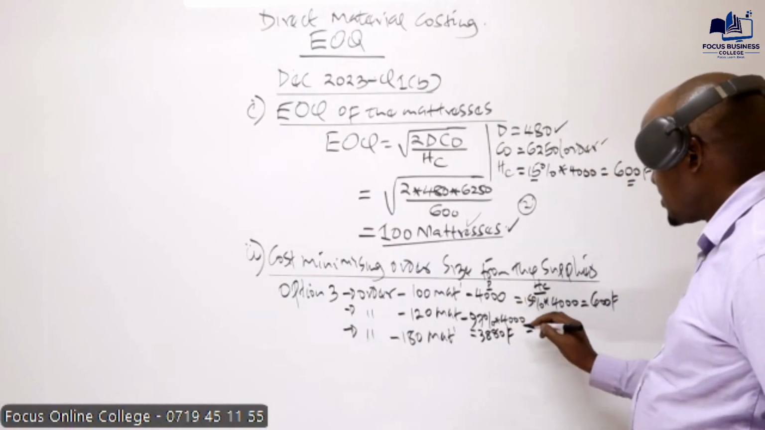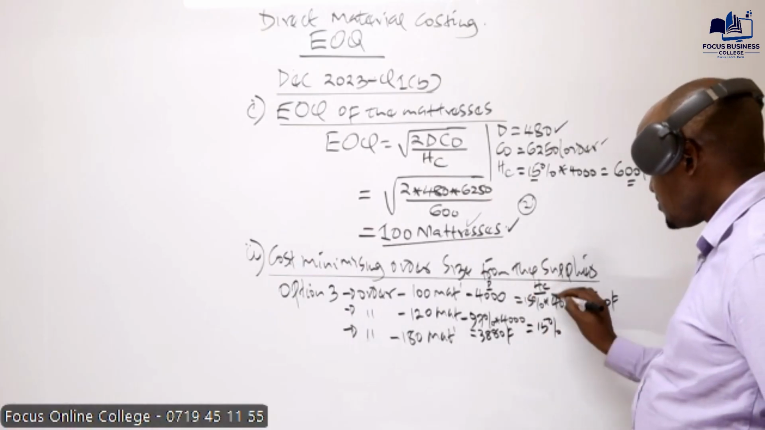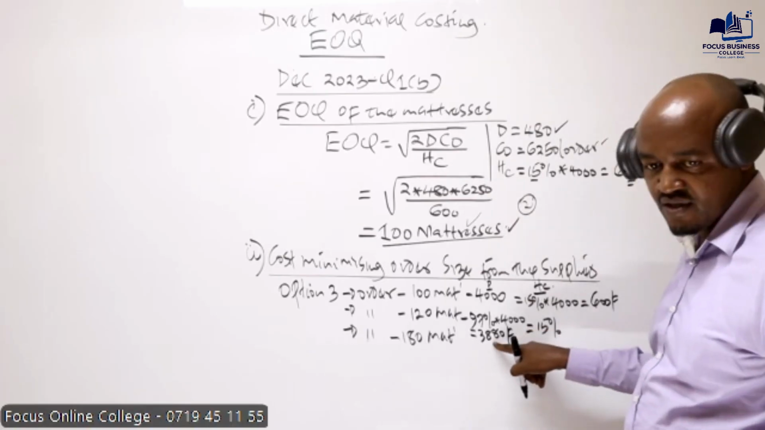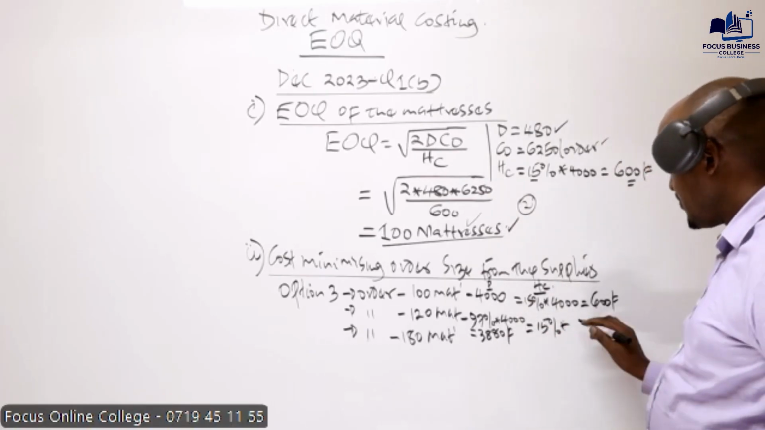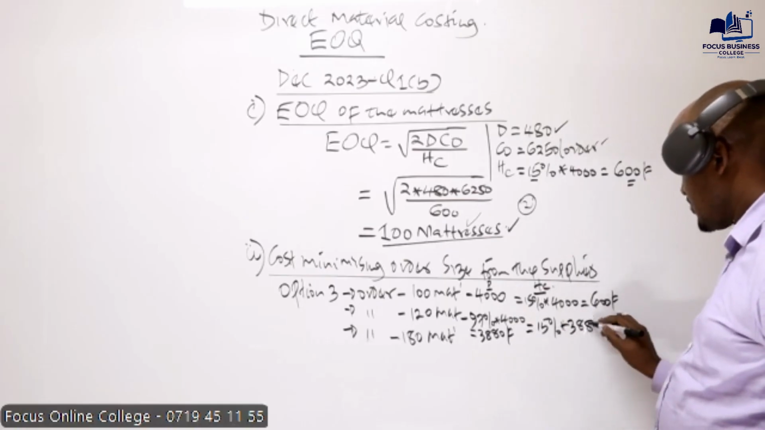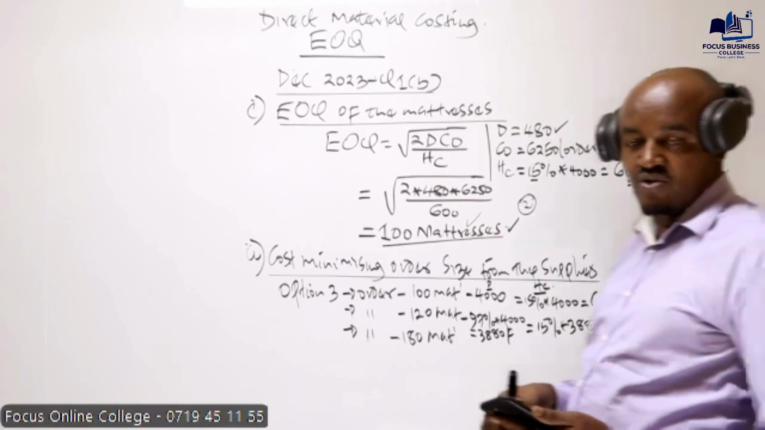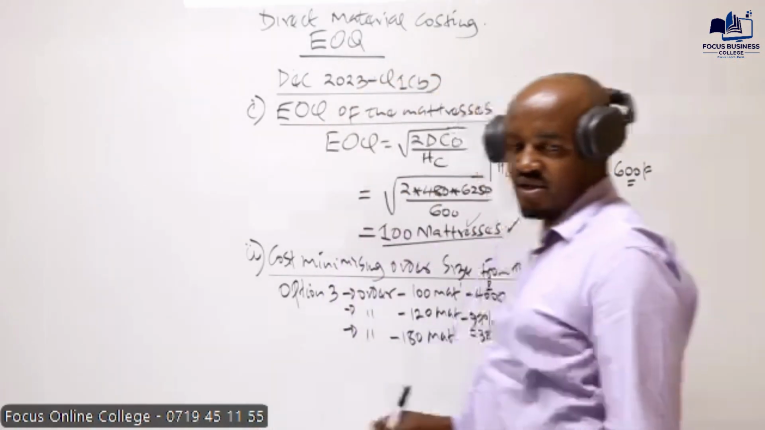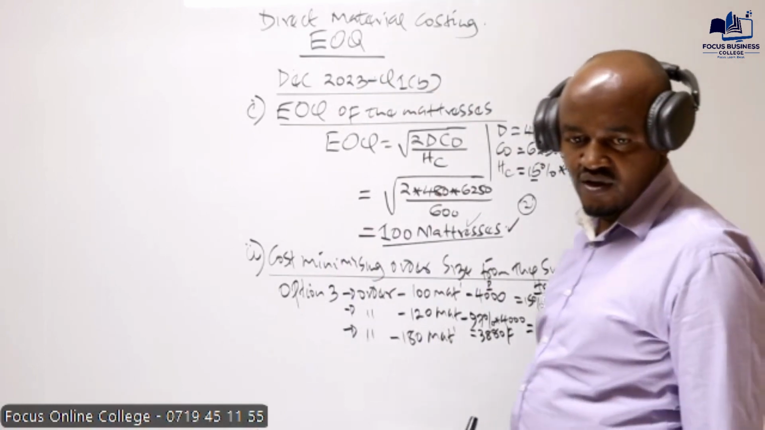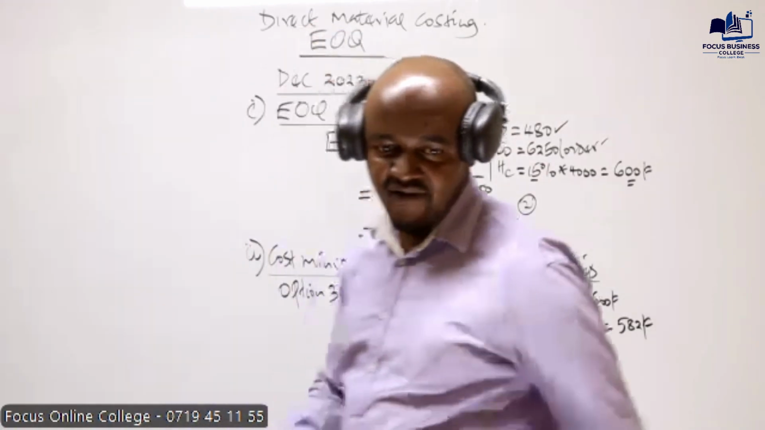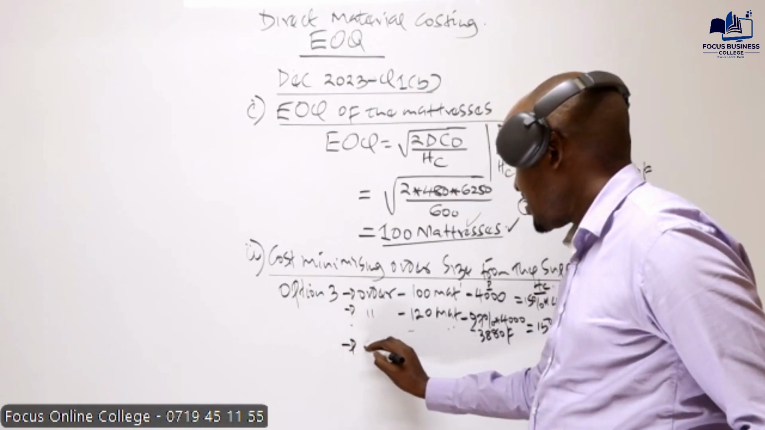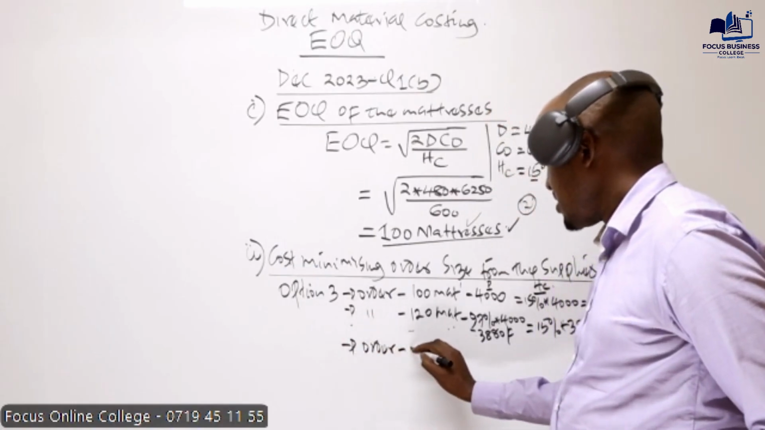That also means we will have a different holding cost, because holding cost is always computed as a percentage of the purchase price. So the holding cost here will be equal to 15% of 3,880. Let's compute this one. The new holding cost will be 582.